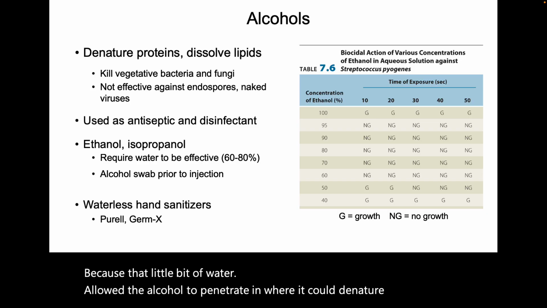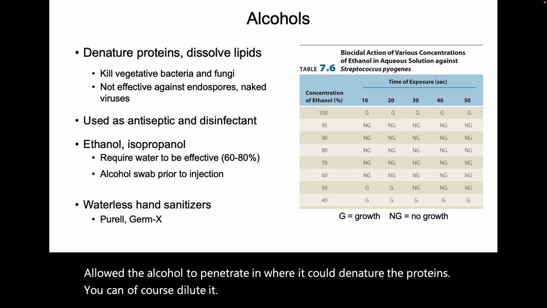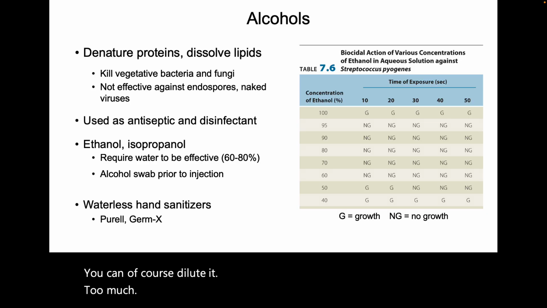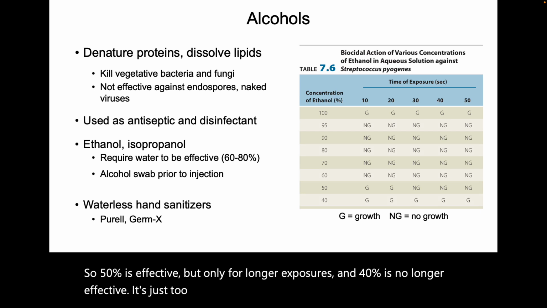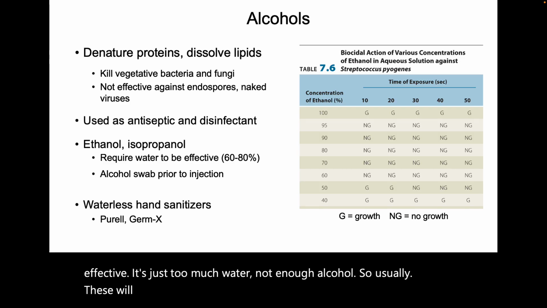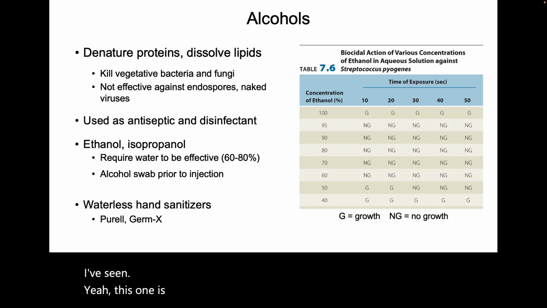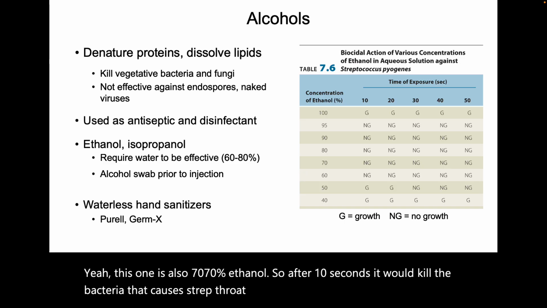You can, of course, dilute it too much. So 50% is effective, but only for longer exposures. And 40% is no longer effective. It's just too much water, not enough alcohol. So usually these will be between 60 and 80%. This one is 70. That's the most common I've seen. Yeah, this one is also 70. 70% ethanol. So after 10 seconds, it would kill the bacteria that causes strep throat. Maybe even faster, but that's what they tested in this experiment.